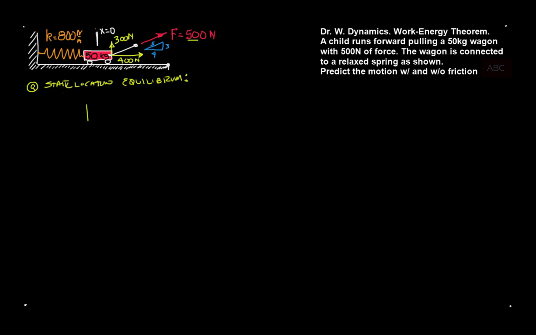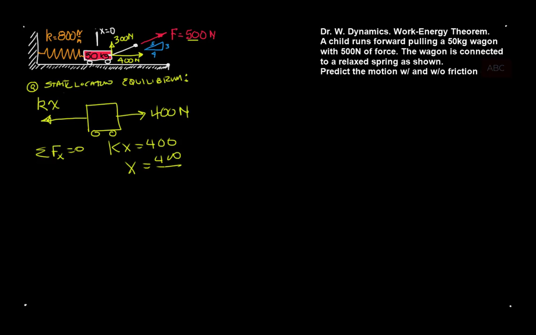And at that location specifically, we would have 400 newtons pulling forward, and the spring would have been stretched out using Hooke's law, some kx value. We have no friction yet. And for equilibrium, we can say then that the sum of the forces in the x is 0, and that kx is equal to 400, or x is equal to 400 on k, which is 800, which will give us 1/2 of a meter. So we find then for this system that xeq is 1/2 of a meter.